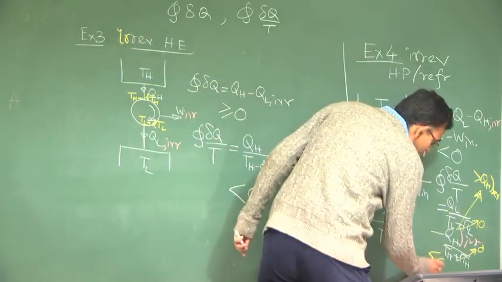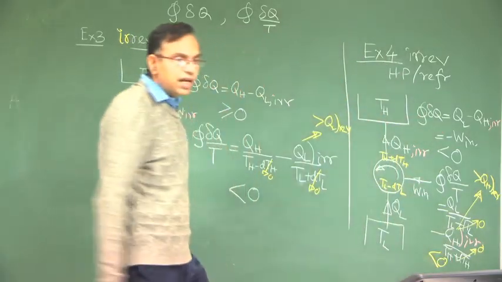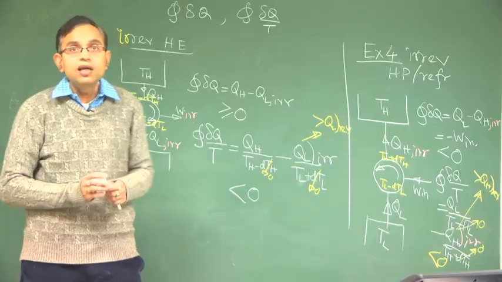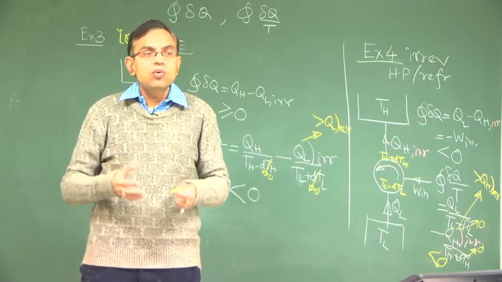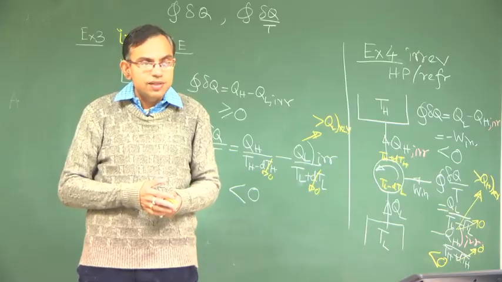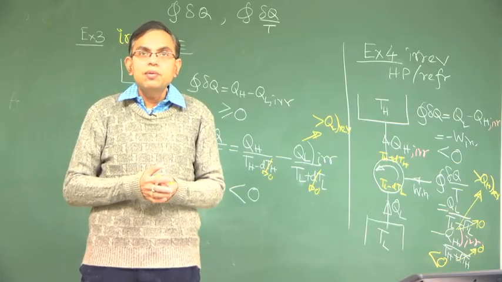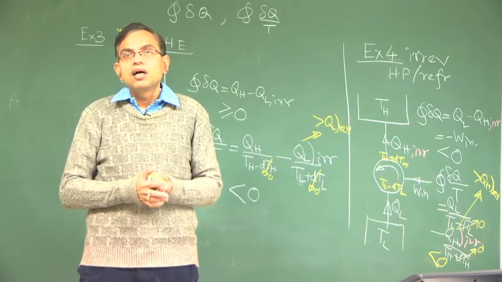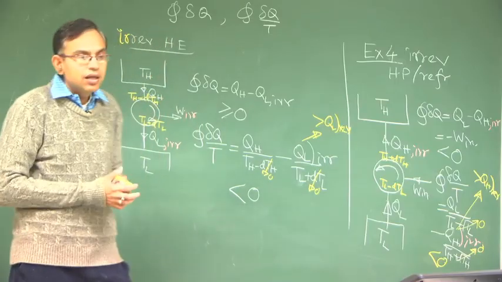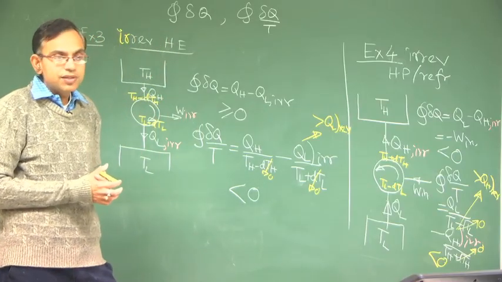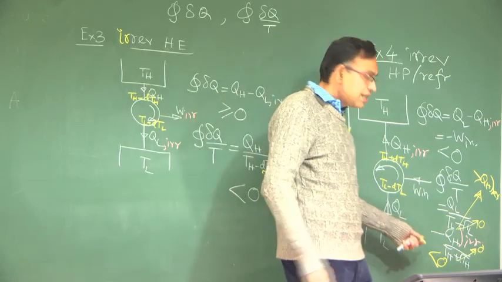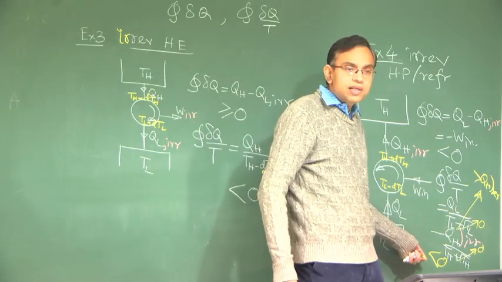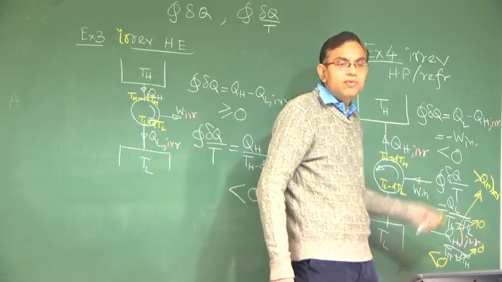So, remarkably you can see that the cyclic integral of del q by T, its trend does not depend on whether it is a work producing or a work absorbing device, and therefore it can be thought of as a universal parameter describing the performance. Not only that, it is equal to 0 for reversible and less than 0 for irreversible.